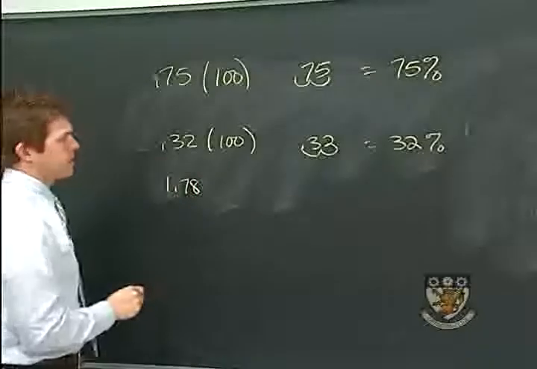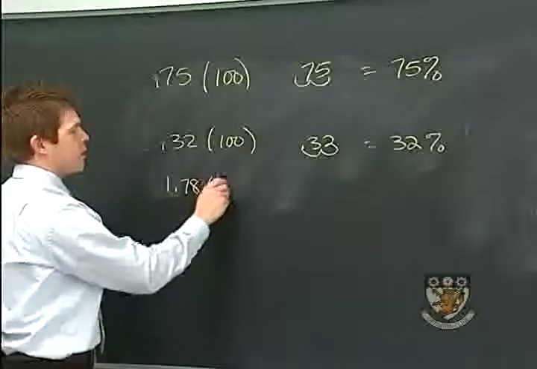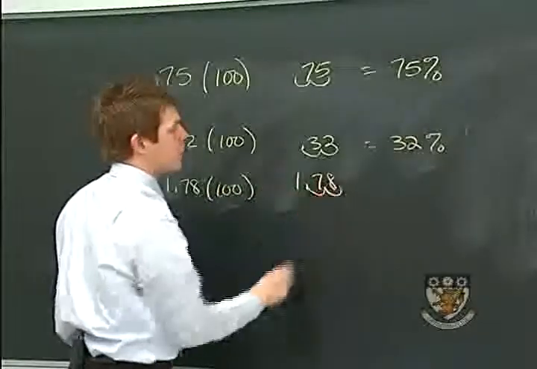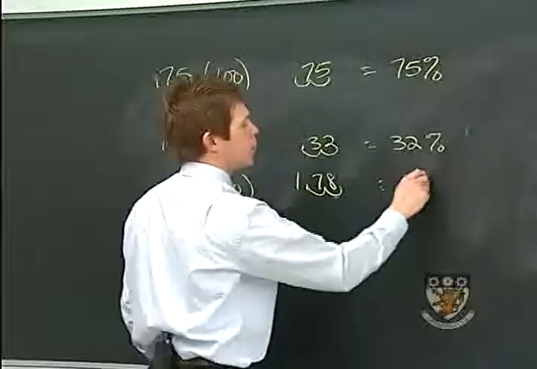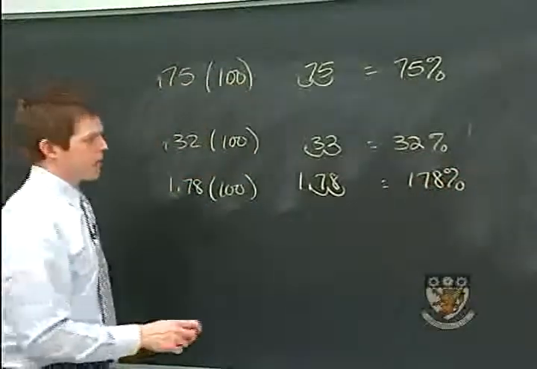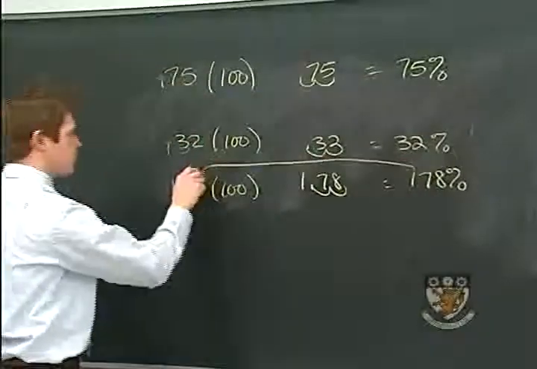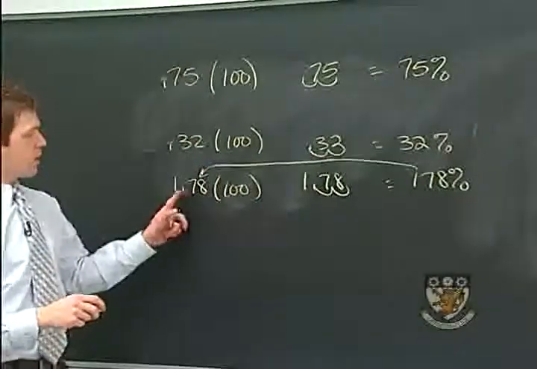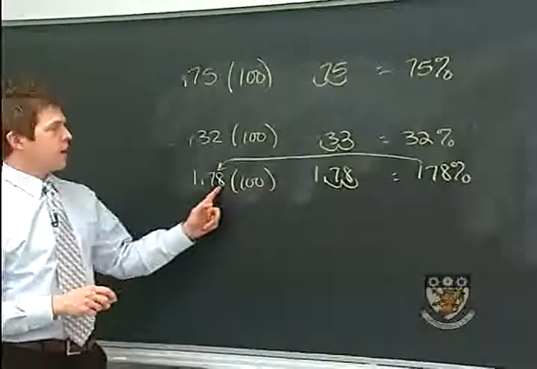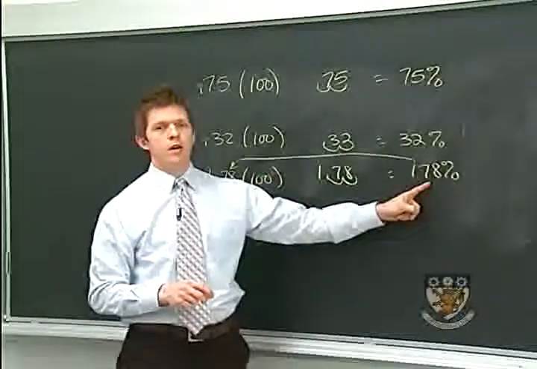1.78. Multiply by 100. Move 2 places to the right. 178%. So it's consistent with what we had before. Notice, whenever there is a number to the left of the decimal here, that means that my percentage will be greater than 100.